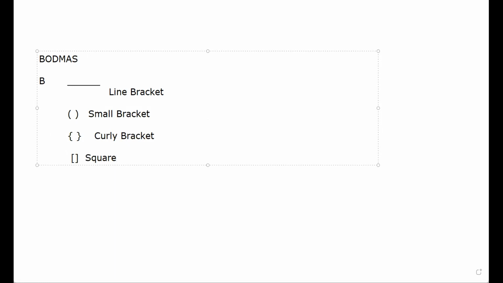Whenever we have to solve this question, we need to solve the line bracket first. Then we have to solve the small bracket second. Then the curly bracket third, and after that the square bracket fourth. My dear students, always remember this is the sequence. If suppose the line bracket is not given, then we have to solve only the small bracket, curly bracket and square bracket. Suppose there is no curly bracket given, then we only solve the small bracket and square bracket. This is how we have to approach this exercise.